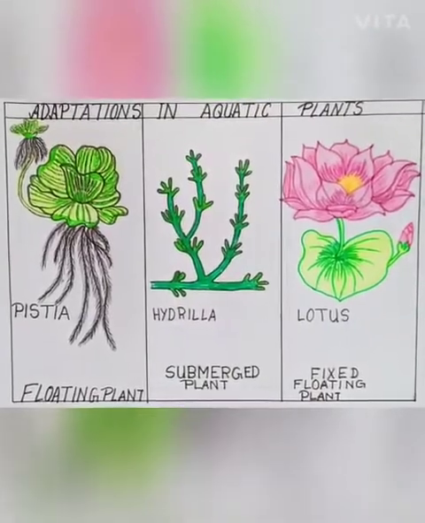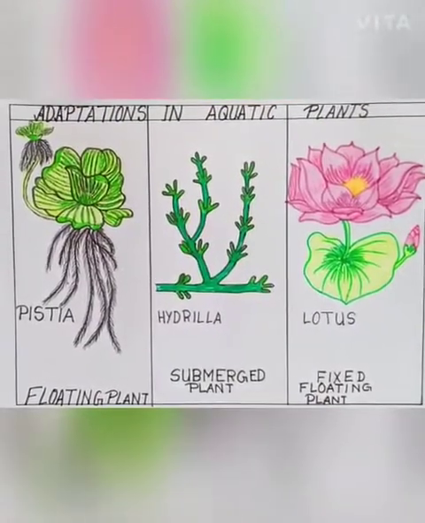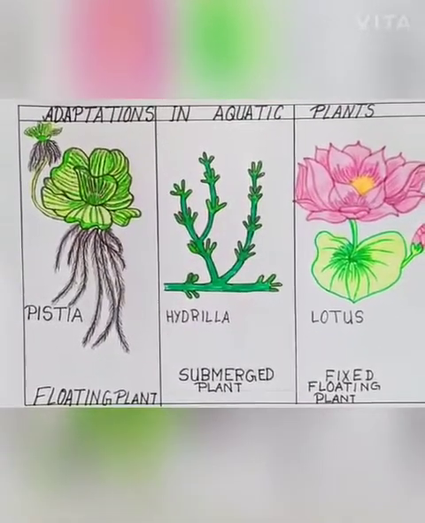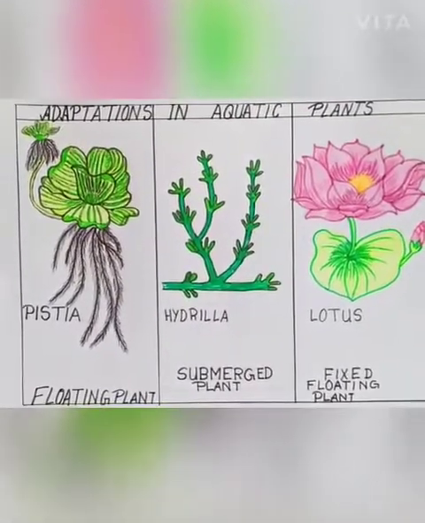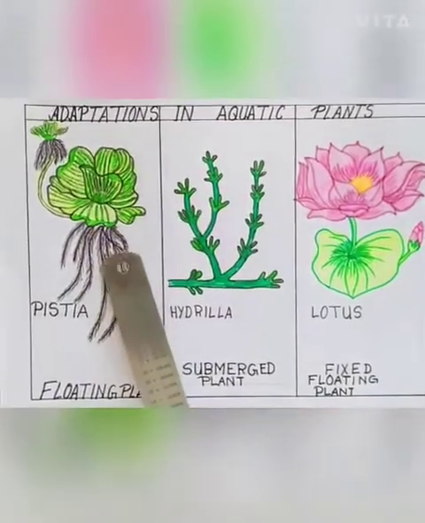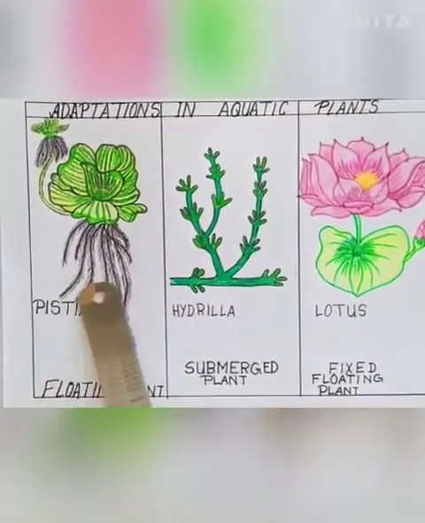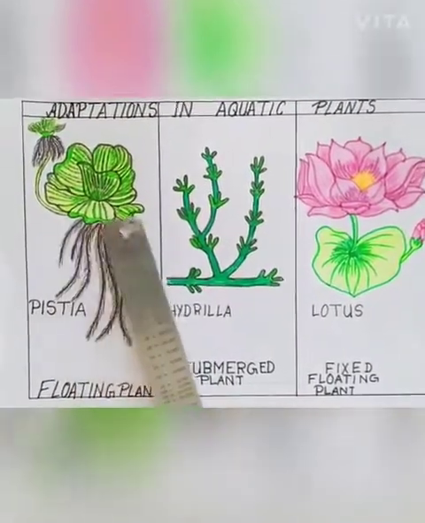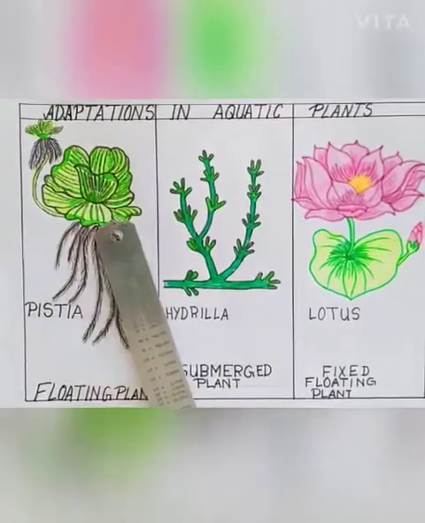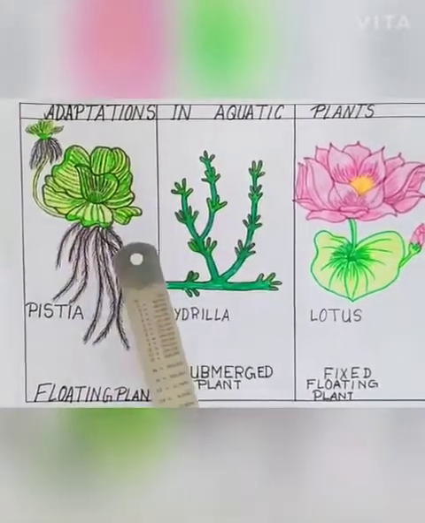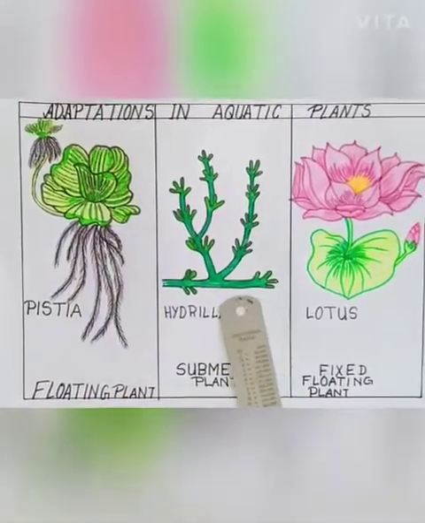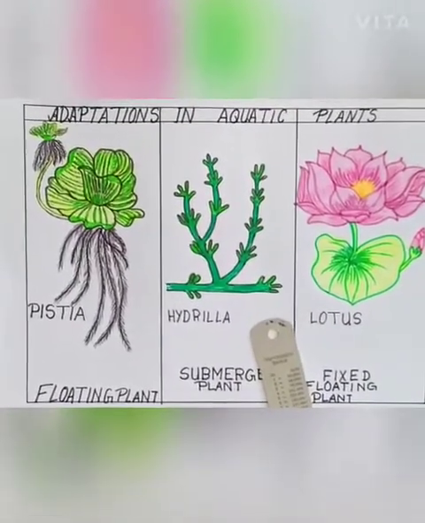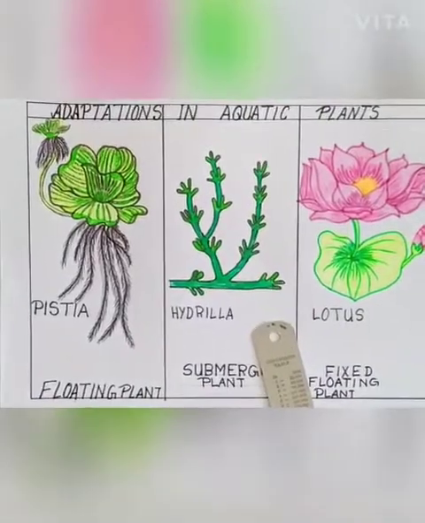The examples of floating water plants are Pistia, water hyacinth and Lemna. I have drawn here the diagram of Pistia, which you can see is floating and has floating roots. They are not fixed to any support. They also have spongy, swollen stems and leaves which help them to keep afloat. Next we have the submerged water plants. Examples are Hydrilla, Vallisneria, etc.